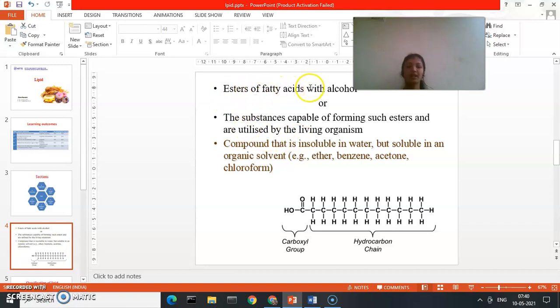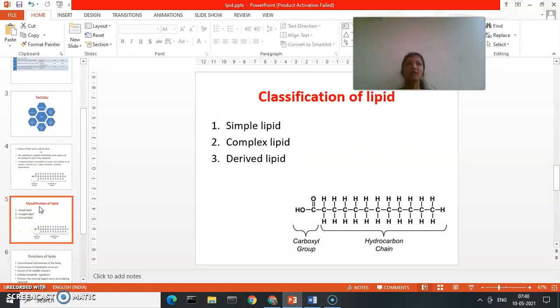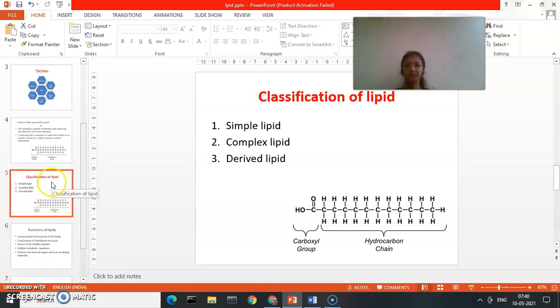They are the esters of fatty acid with alcohol, or these are the substances which are capable of forming esters and which are commonly utilized by living organisms. These are compounds which are insoluble in water but soluble in organic solvents like ether, benzene, acetone and chloroform. Lipids consist of a long hydrocarbon chain and a carboxyl group, which is associated with prosthetic groups. A prosthetic group may be a carbohydrate, a lipid or a protein, etc.